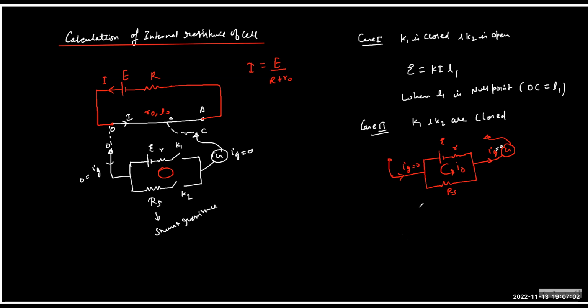So what is the new EMF across A and B? Let's name them P and Q. What is the potential across O and C now? Let's call it C dash. If you go from O to C dash through this path, use KVL. First of all, you have to find I0. What is I0? I0 will be E divided by R plus RS. So what is the potential across RS?